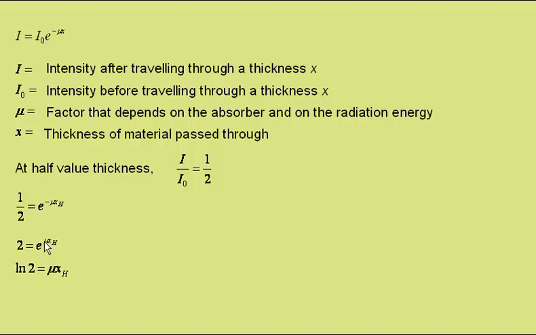Taking natural logs of both sides gives us the natural log of 2 is equal to just the power here, mu x, of the half-value thickness. We can rearrange this to give the half-value thickness, x sub h, is equal to the natural log of 2 over the coefficient of absorption, mu.